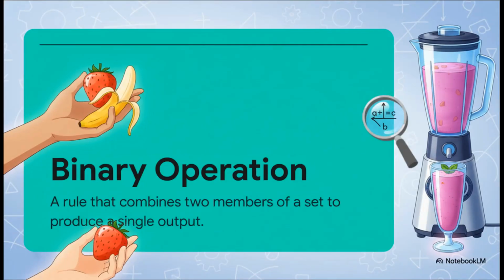So let's define our first machine, the binary operation. Now, the word binary implies two, so a binary operation is just a machine that requires exactly two inputs to function. It's a custom rule that takes two distinct members of a set, which are typically represented in your exams as the variables a and b, and combines them to produce one single output. Think of it kind of like a blender. You need two different ingredients, let's say a banana and some strawberries, to blend together into one single smoothie. That, in a nutshell, is your binary operation.